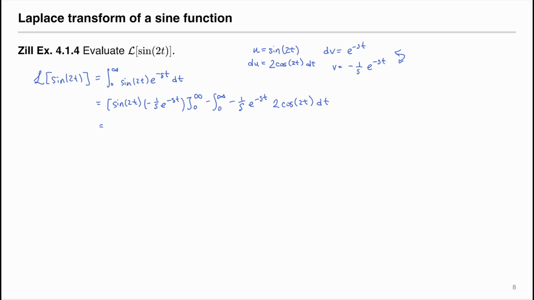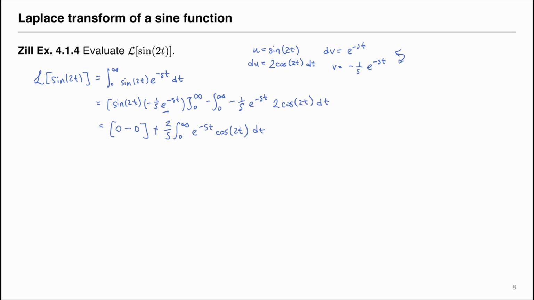Organize that. Sine of infinity is oscillatory, but e to the negative infinity is 0. So it's 0 minus sine of 0, which is also 0. There are two minuses, so that becomes a plus. The integral from 0 to infinity, 1 over s is a constant, and 2 is also a constant, taking them out. So integral of e to the negative st cosine 2t dt.